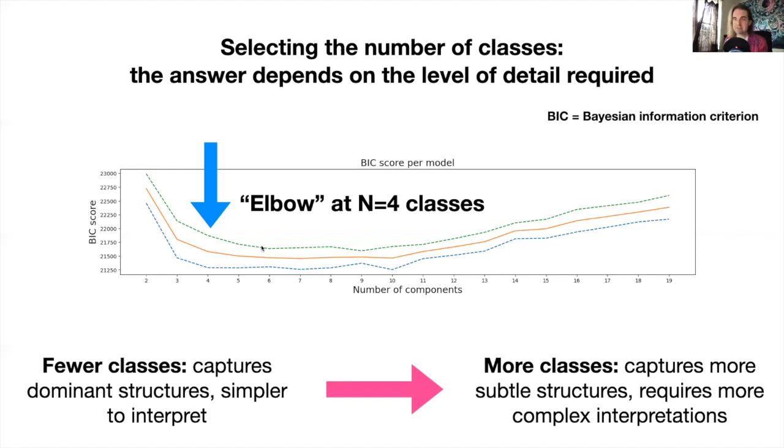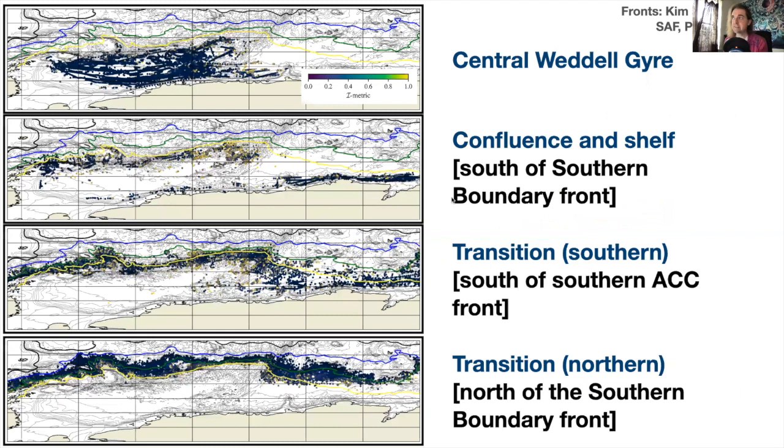What does this 4-class model look like when we actually apply it to the data? Well, we've got these 4 dominant structures that pop out. I've plotted them in the iMetric there, and I've plotted some fronts from Kim and Orsi as a reference on top of that. The subantarctic front, the polar front, the southern ACC front, and the southern boundary front are the 4 that you're looking at there.